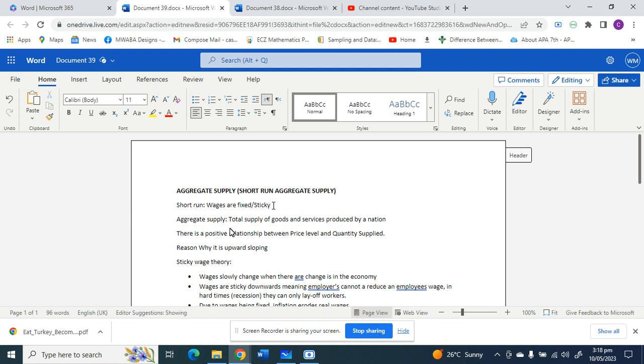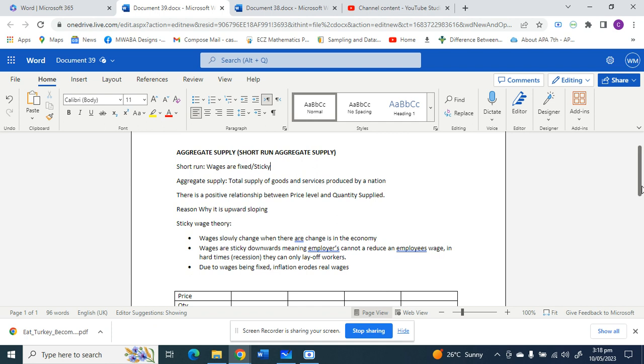Now we're going to look at the reason why our short-run supply curve is upward sloping, and the main reason is the sticky wage theory. Wages slowly change whenever there are changes in the economy. The economy might be undergoing a recession, or maybe rampant inflation, but wages are not going to change due to those changes within the economy. They will tend to stay the same.